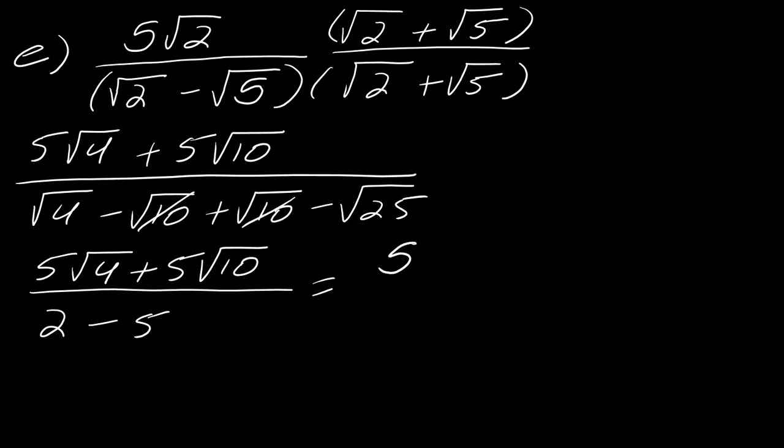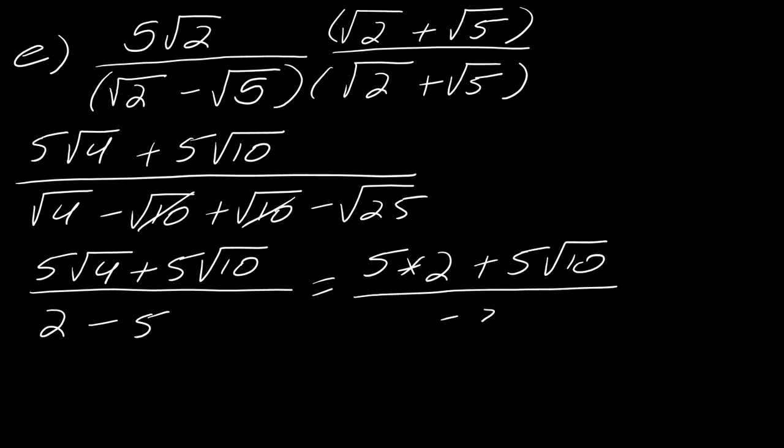And so this is 5 times the square root of 4, which is 2, plus 5 times the square root of 10, all of this over negative 3. And of course 5 times 2 is 10, so I'll just change that right here. So this is just 10.